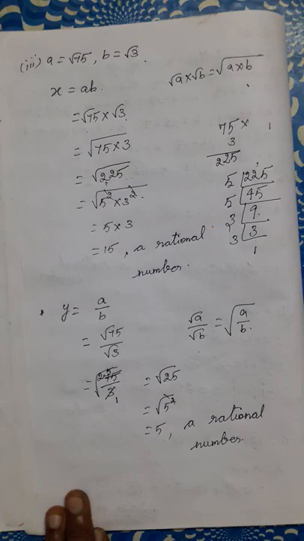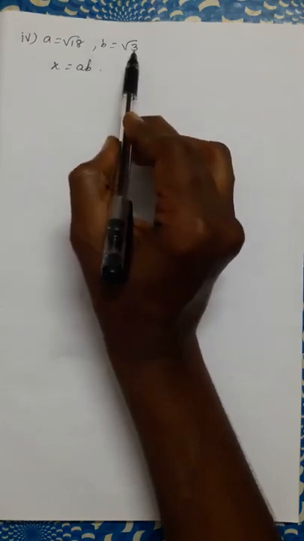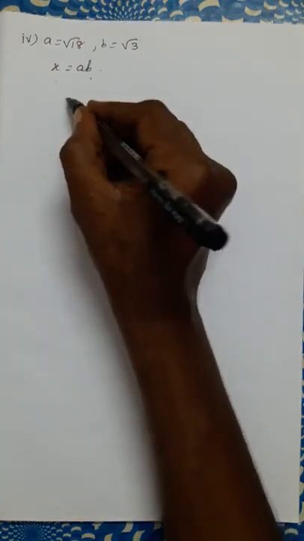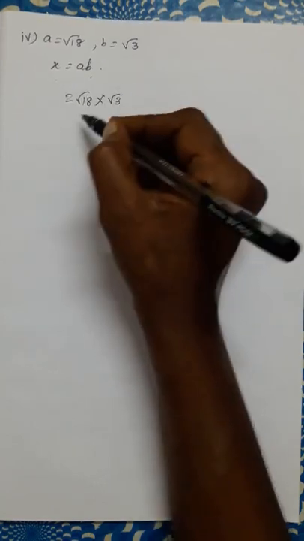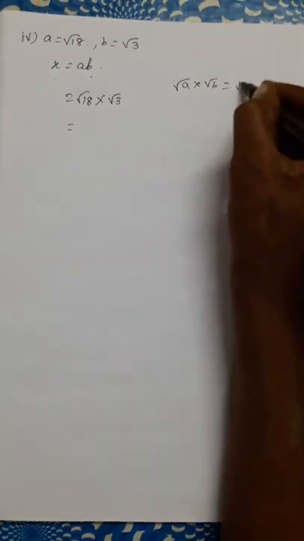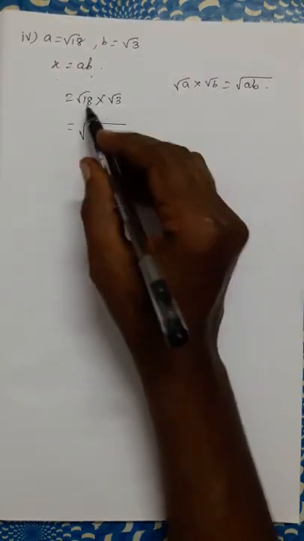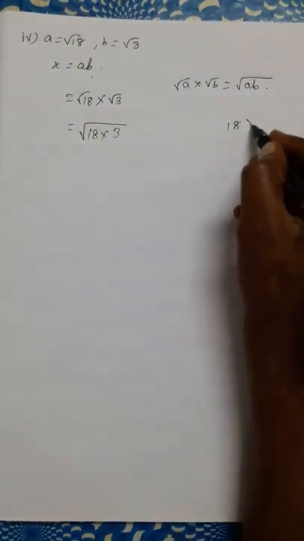Then we can go for the fourth subdivision. a is equal to root 18, b is equal to root 3. x is equal to ab. Substitute the a and b values: root 18 into root 3. Root a into root b is equal to root of ab. When we use this property, 18 into 3.